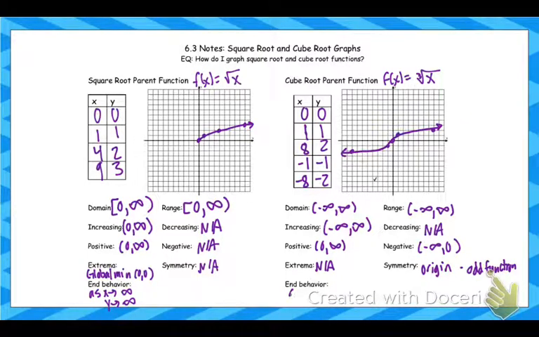And then end behavior is normal. We can say as x approaches negative infinity, y approaches negative infinity, and as x approaches positive infinity, y approaches positive infinity.